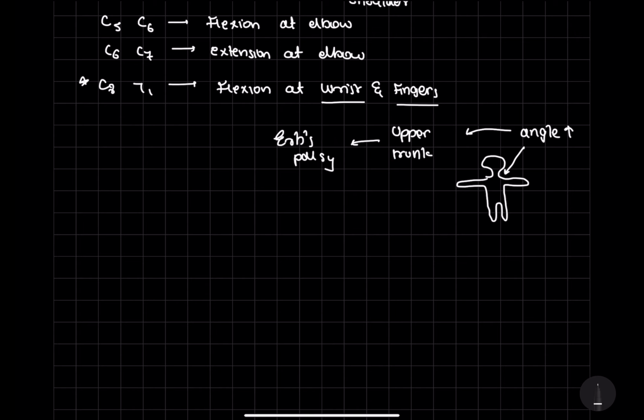Okay, and if there is a certain injury in which the angle between your upper limb and your trunk is increasing, this is a lower trunk injury, and this is going to cause you Klumpke's paralysis.